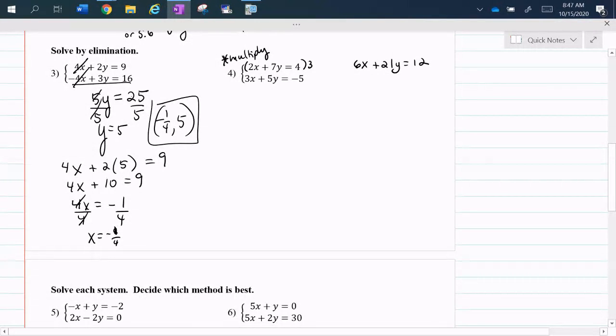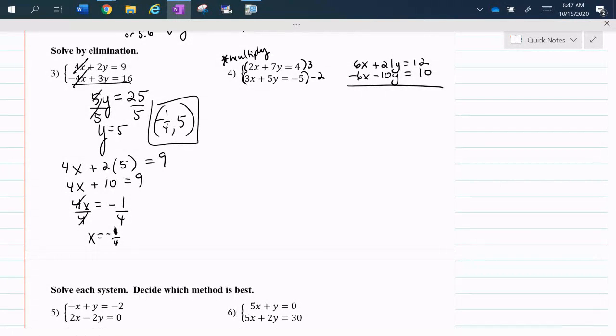So I just multiplied the whole equation by 3. And I'm also going to multiply the second equation by negative 2. So if I multiply the second equation by negative 2, I get negative 6x minus 10y is equal to 10. Notice when I do this, I multiply the first equation by 3, second equation by negative 2. Now, if I add the equations together, the x's are going to eliminate.